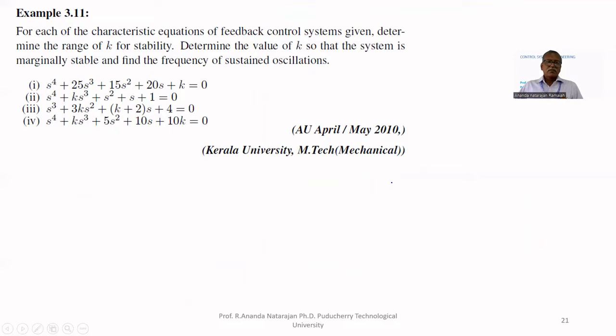closed loop poles. As k increases from third order onwards, the closed loop pole will move to the right hand side of S plane. That's why we have to fix the value of k for the system to be stable. That we will see today by using Routh-Hurwitz criterion. This is what we are going to see today.